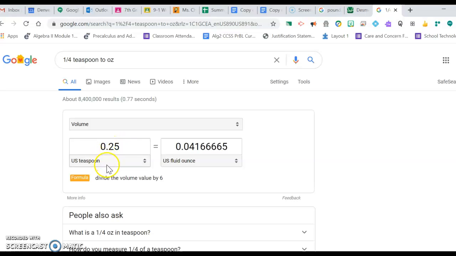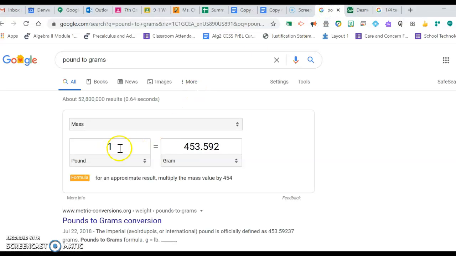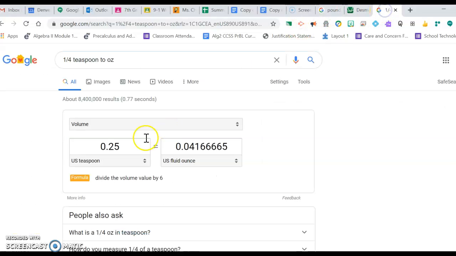So a US teaspoon is 0.04 ounces, right? So that means that it is 4 out of 16 pounds. Let's go 4 divided by 16. Oh, it's 0.04, so this is going to be point. No, it can't be. Let me think about this. It's not even an ounce.